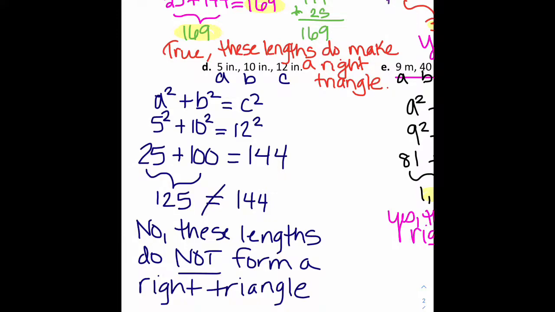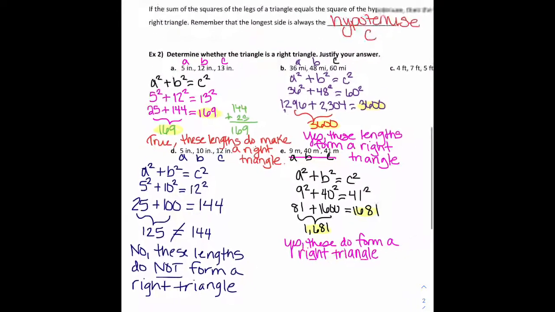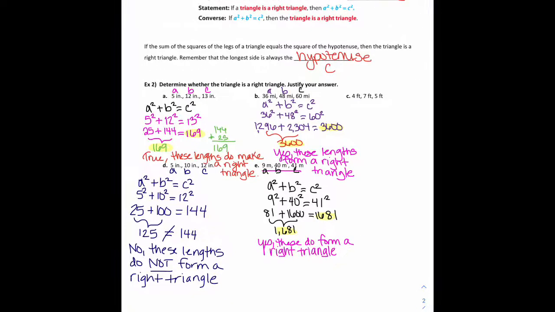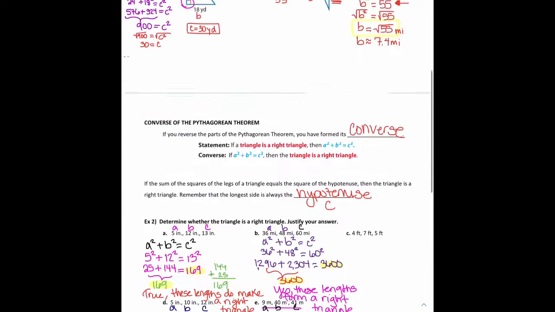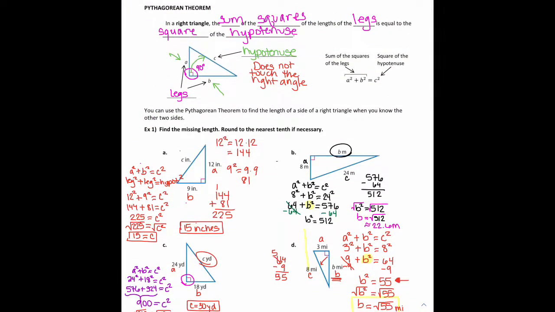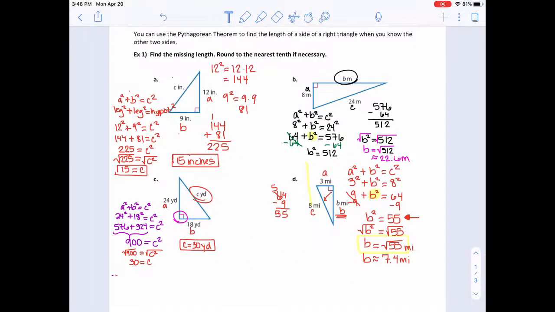Okay, so now you should be able to plug in lengths into the Pythagorean theorem and see if those lengths form a right triangle. If they work in the Pythagorean theorem, they do. If they don't work, they don't form a right triangle. You should also now know how to find the missing length of a right triangle. So you plug in the two lengths that you do have, solve for the length that you don't know. I think if you watch the video back, you'll be able to do both. Watch it as many times as you need.